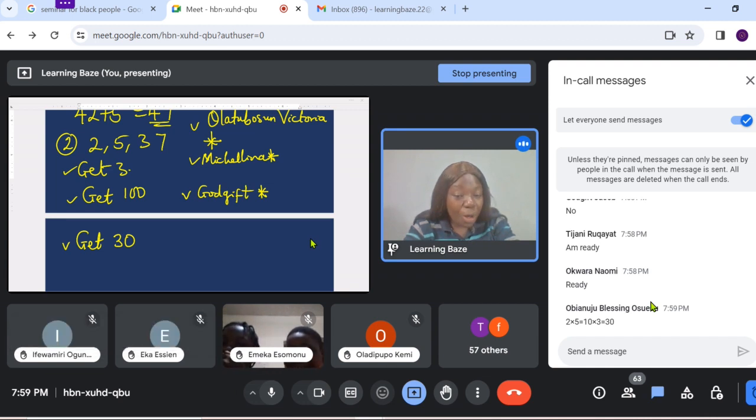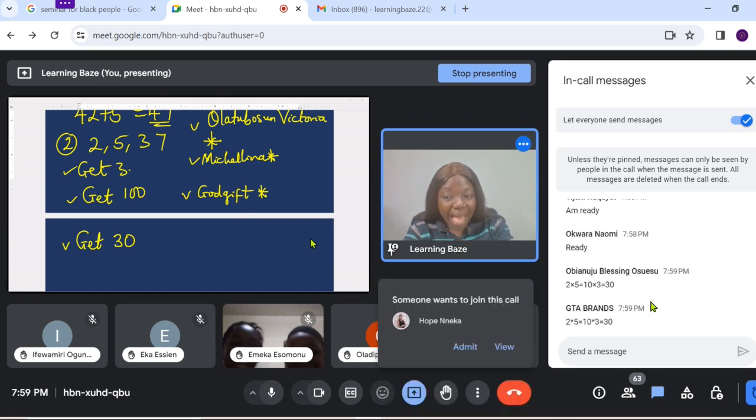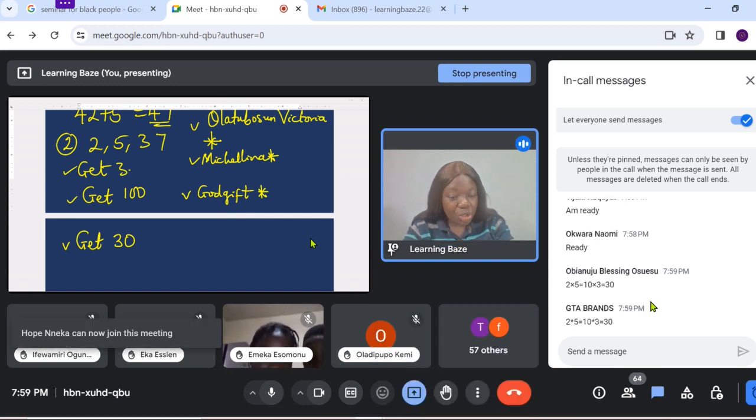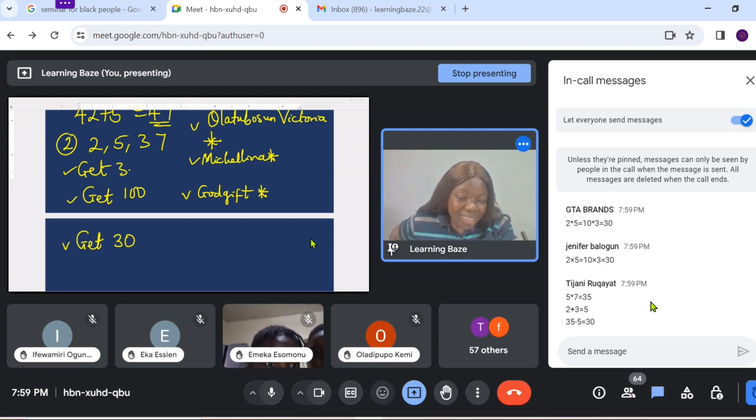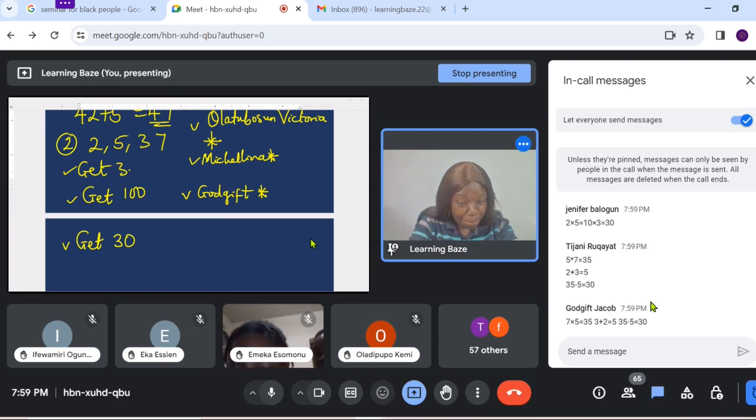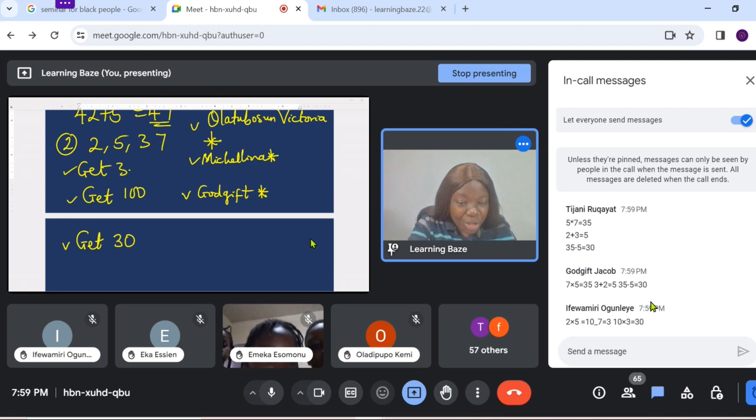You have to use all the numbers. You must use 2, 5, 3, 7. You must use 7. 7 is there also. You must use all the numbers. You're not going to leave anyone. That's the rule. You must use all the numbers.